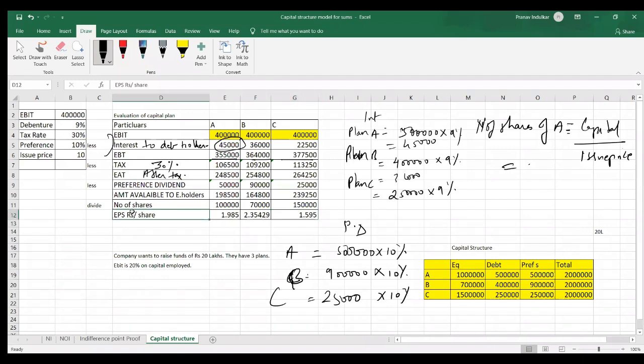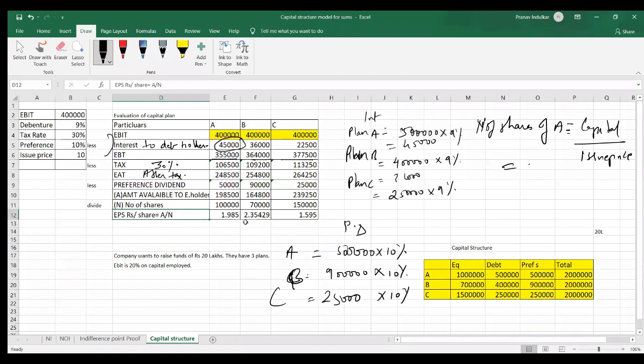So formula for EPS is this, equal to A divided by N. A मतलब amount available divided by N means number of shares. Is that understood to all? Yes, sir.